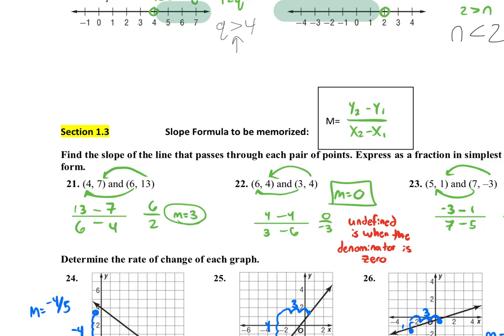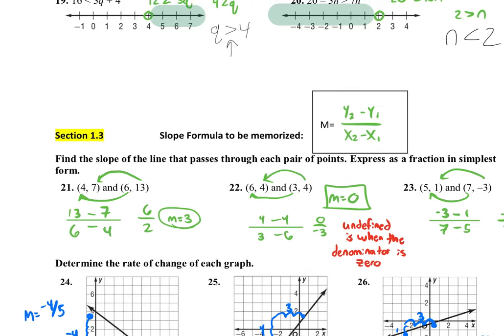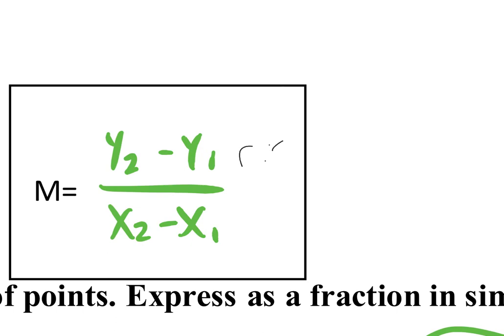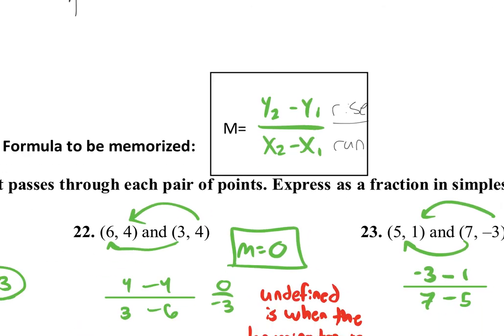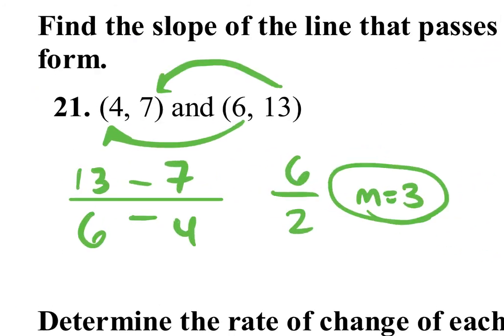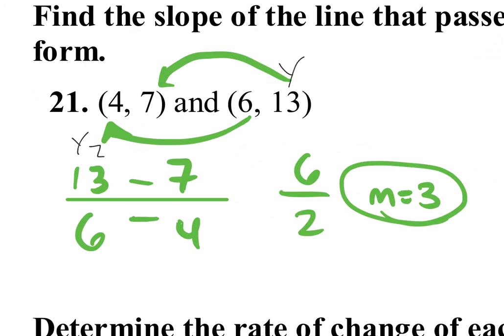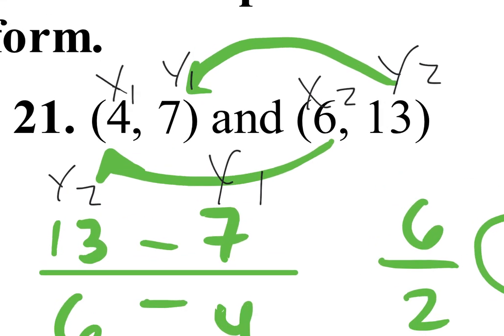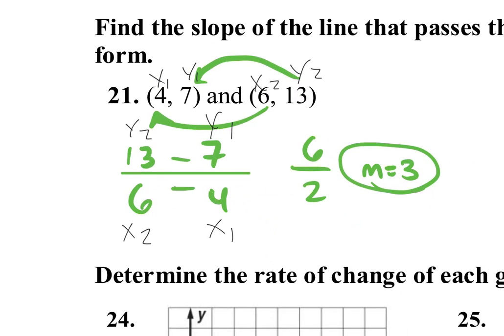(1.3) was about using the slope formula, y2 minus y1 over x2 minus x1, also known as rise over run. So here you can see me using my formula in the coordinate points. Here's my y2, here's my y1, here's my x2, and here's my x1. When I use this formula, it'll tell me the slope between those 2 points without having to count on a graph.